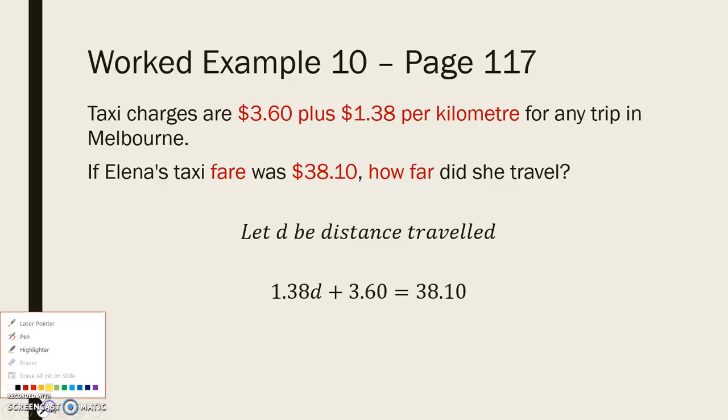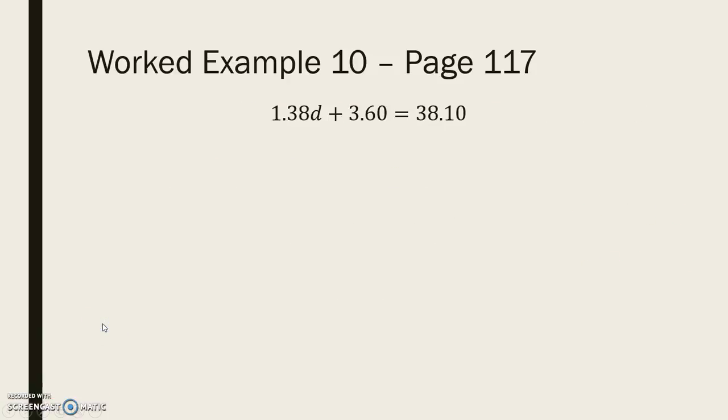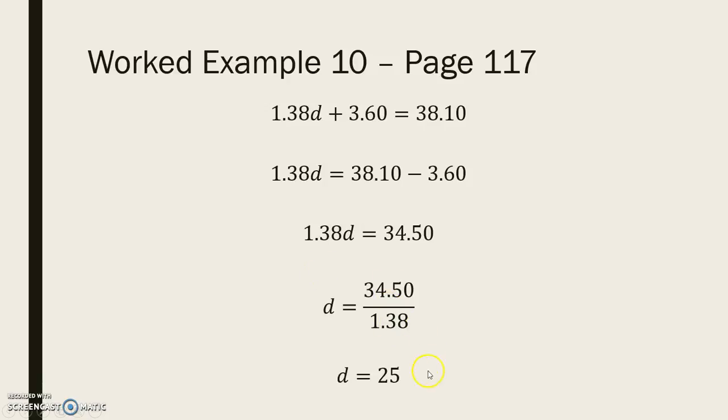So as we've done before, order of operations: we multiply by 1.38, and then we're adding 3.60. We want to work backwards through that, so we're going to do the inverse. So there's our equation. Let's undo it. We take the 3.6 away, we get 34.50, and then we divide both sides by 1.38, which gives us an answer of 25.